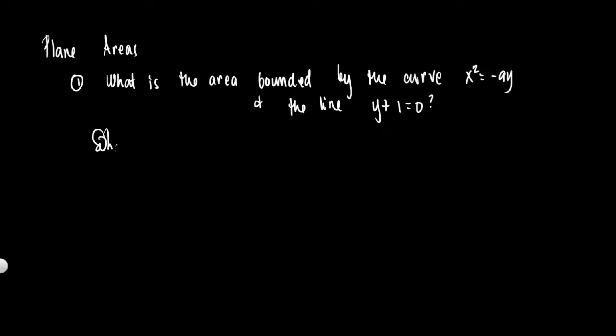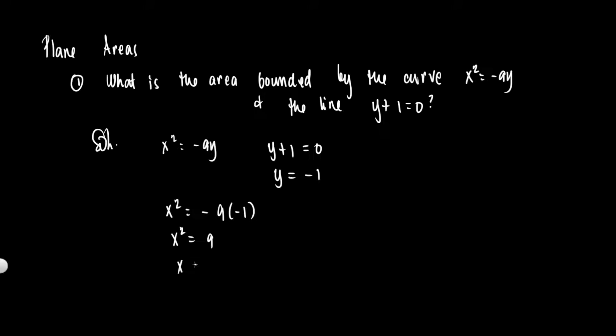Okay, so solution. So we have x squared equals minus 9y and the line y plus 1 equals 0, or y is equal to negative 1. Okay, now let's substitute negative 1 to this equation. X squared equals minus 9 times negative 1, or x squared is equal to 9. Solving for x, we have plus or minus 3.